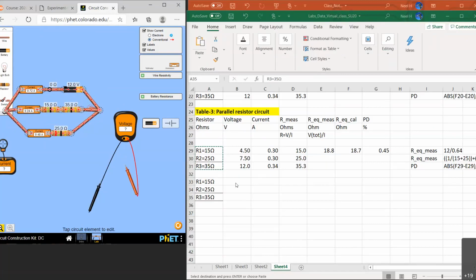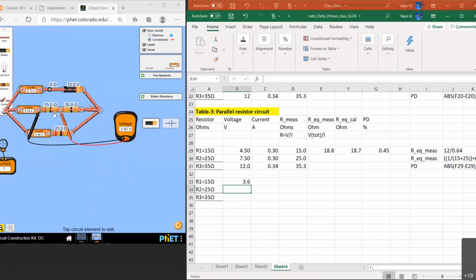Okay, again the same way. I need the voltage across each resistor, right? Voltage across R1 is now 3.6. Voltage across R2 now, R2 should be right here on the third line, that is, sorry, 12 volts, and across R3 that is 8.4.